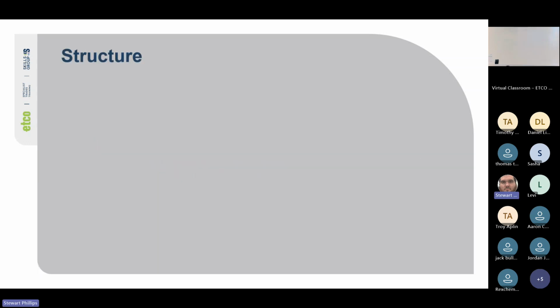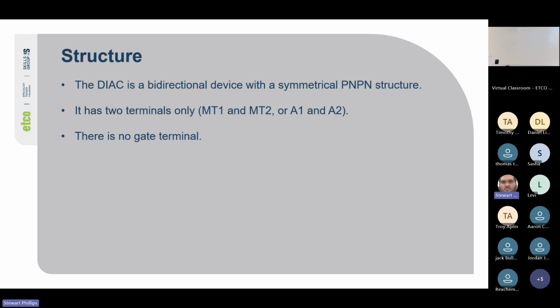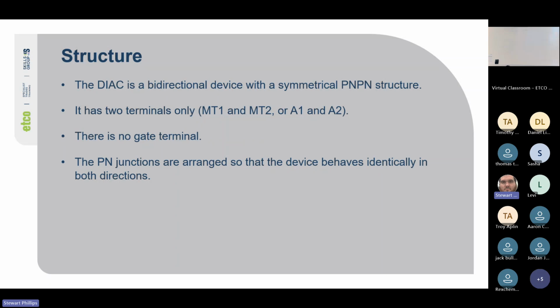So the structure of a diac. It is a bidirectional device with a symmetrical PN-PN structure. It has two terminals only, and they are labeled MT1 and MT2, or A1 and A2. It does not have a cathode, and it does not have an anode because it is an AC device. So there is no gate terminal. The PN junctions are arranged so that the device behaves identically in both directions.